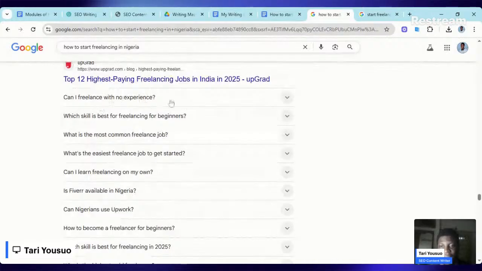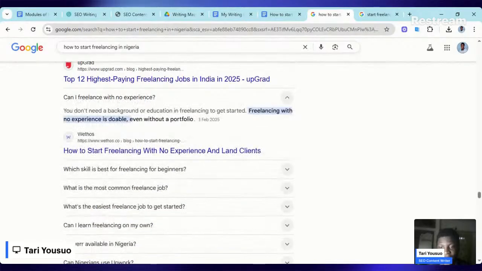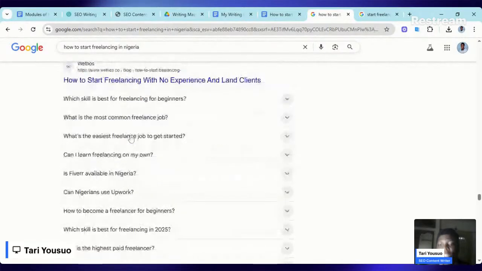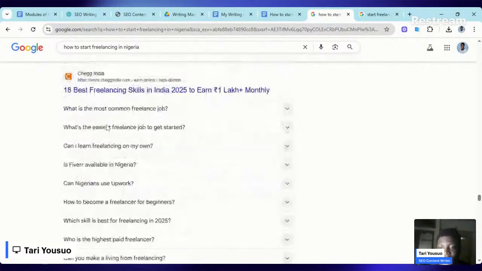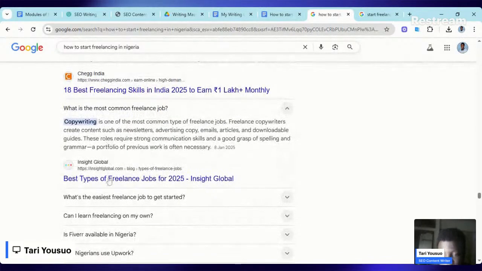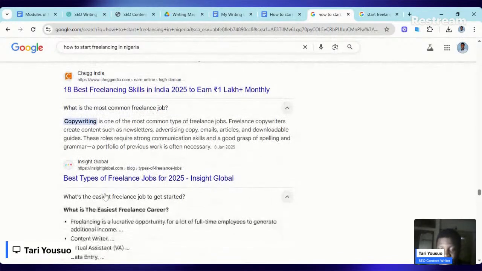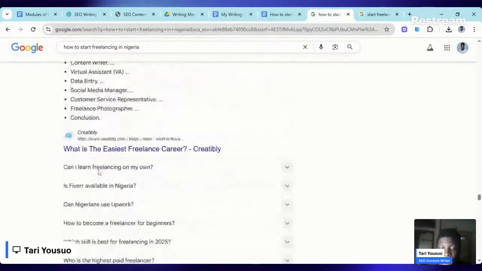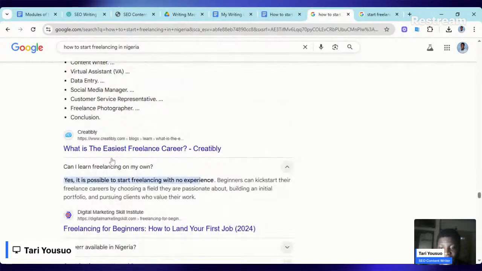This is getting interesting. I'm tempted to click on them. What is the most common freelance job? Can I learn freelancing on my own? Is Fiverr available in Nigeria?